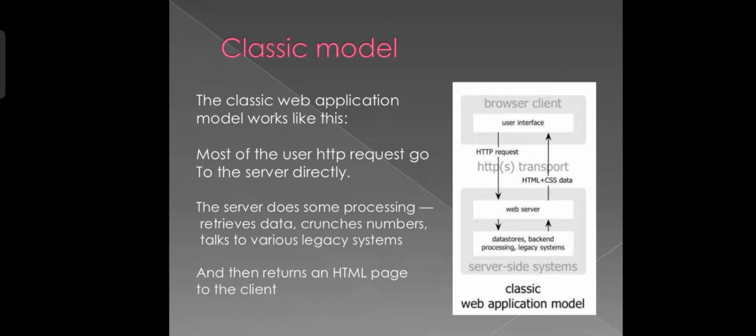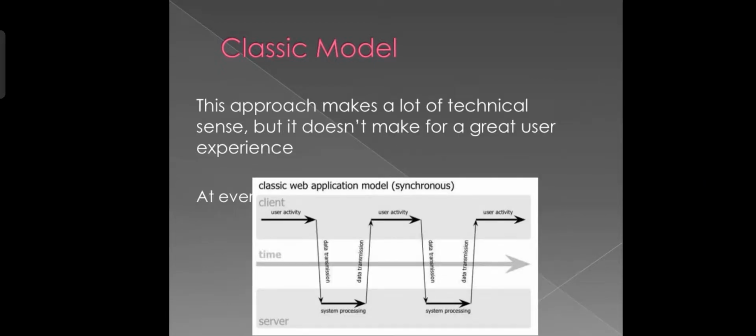Classic model. The classic web application model works like this. Most of the user HTTP requests go to the server directly. The server does some processing, retrieves data, crunches numbers, talks to various legacy systems, and then returns an HTML page to the client. This is the classic model. The approach makes a lot of technical sense, but it doesn't make for a great user experience.